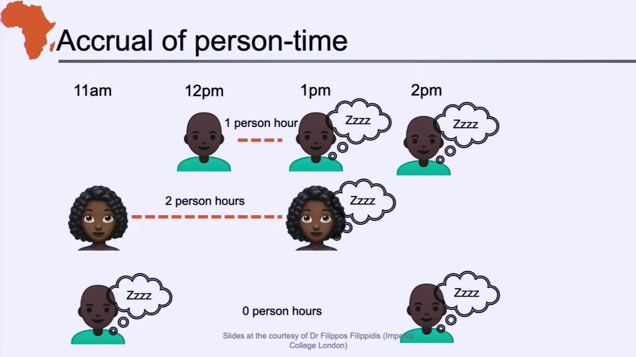And what is the person time here? 1 hour. The person time here, 2 hours. Here, 0, because the person was already asleep at the beginning. So this is not relevant person time. So we have 3 hours of person time.